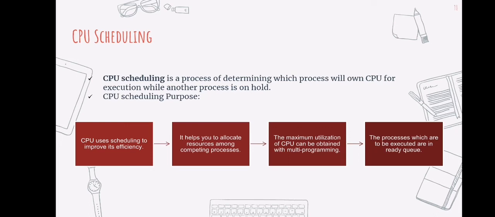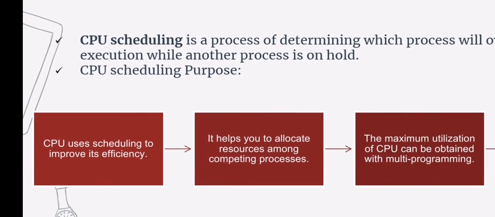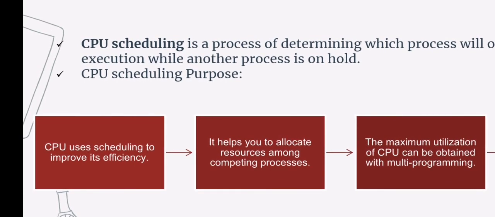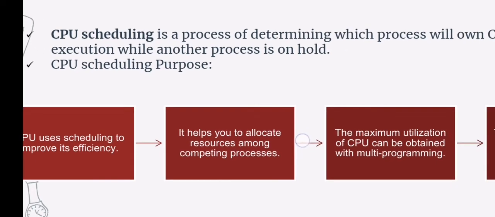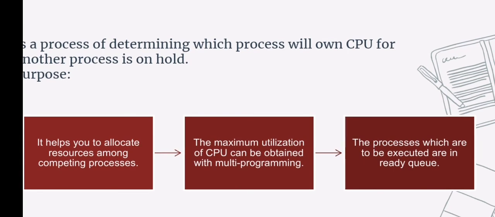Now, CPU scheduling has other purposes. The CPU uses scheduling to improve its efficiency. Next, it helps you to allocate resources among competing processes. Third, the maximum utilization of CPU can be obtained with multiprogramming. And lastly, the processes which are executed or which are to be executed are in the ready queue.